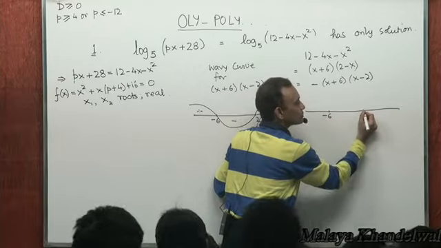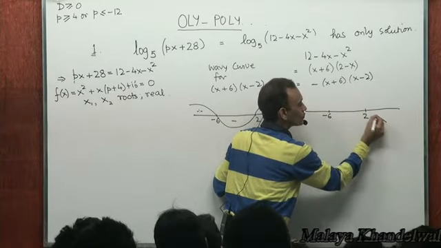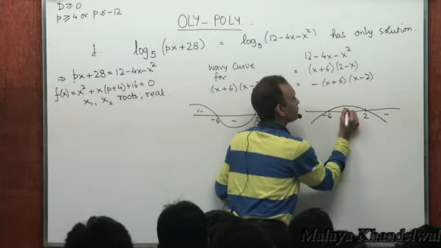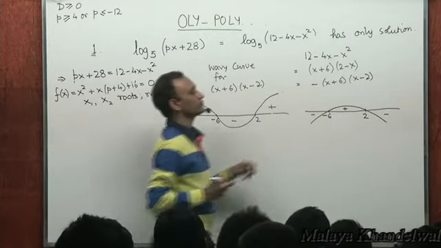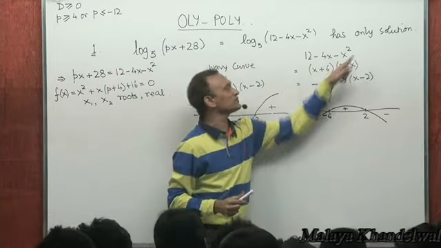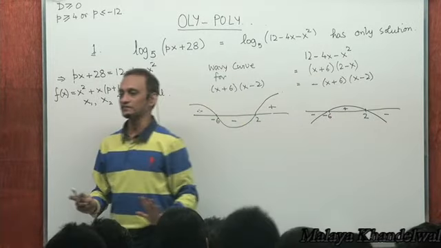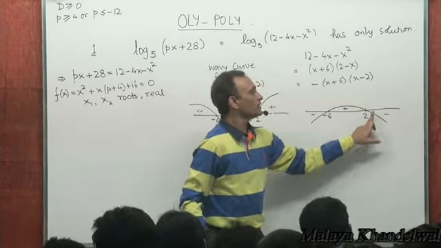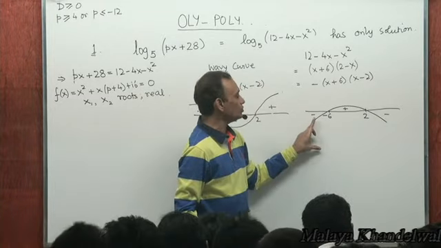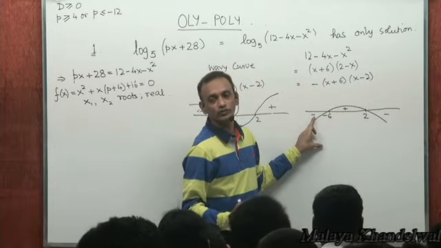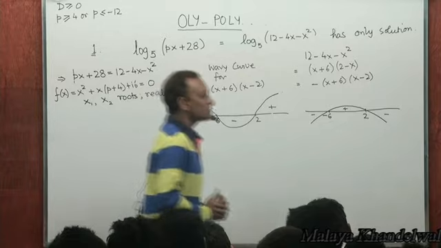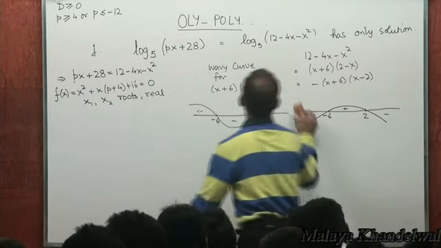So the wavy curve for this expression, which is minus 6, 2, this is the wavy curve. Minus here, plus here, minus here. This was the sign of 12 minus 4x minus x squared in various intervals. Yes or no? It's positive in the interval minus 6 to 2, negative to the right of 2, and negative to the left of minus 6. Right?